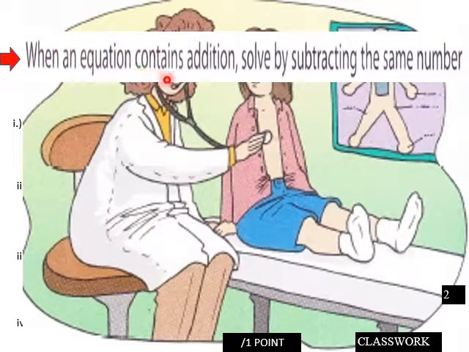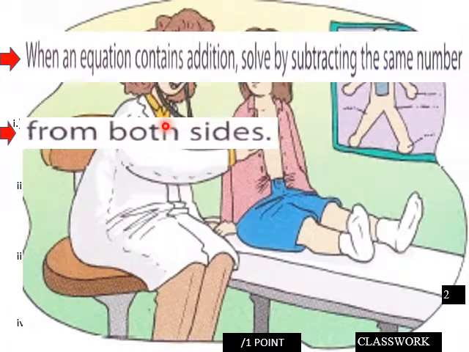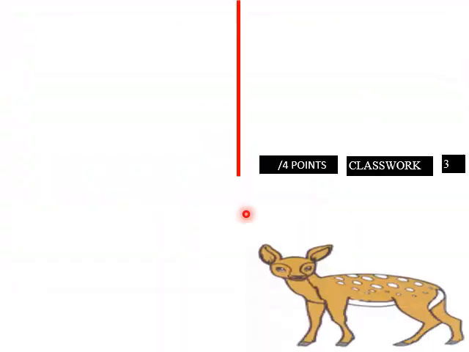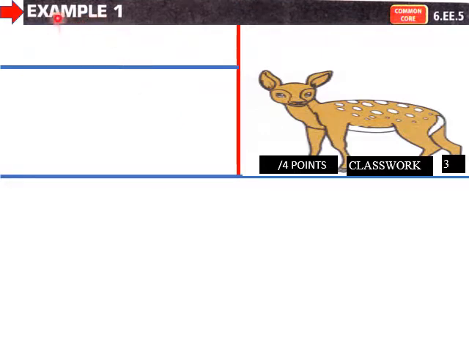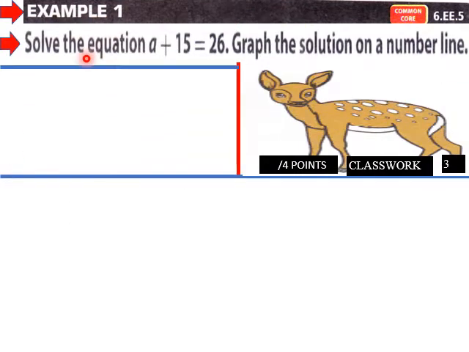So when an equation contains addition, solve by subtracting the same number from both sides. That's the subtraction property of equality for an equation. Example 1. Solve the equation a plus 15 equals 26. Graph the solution on a number line. So a plus 15 equals 26.